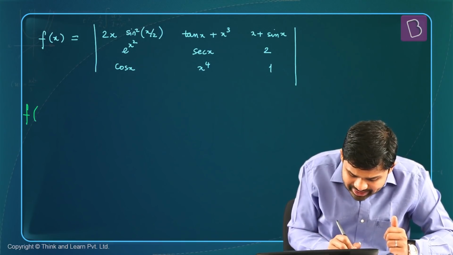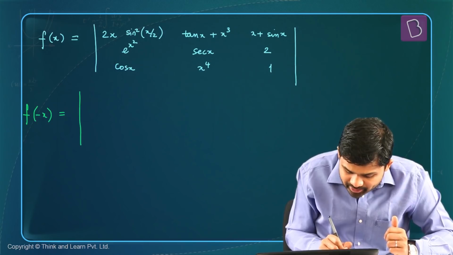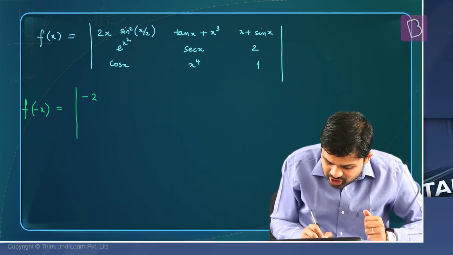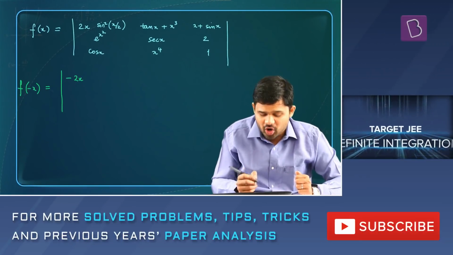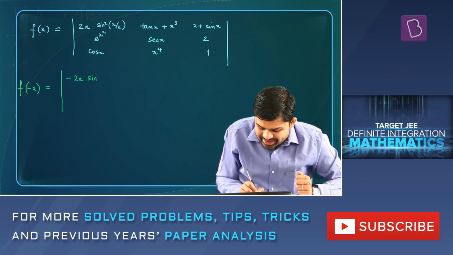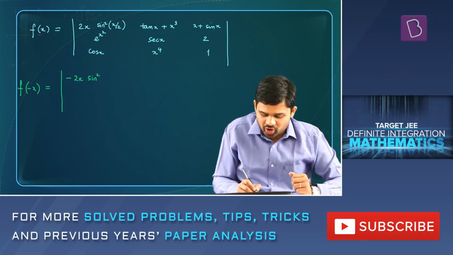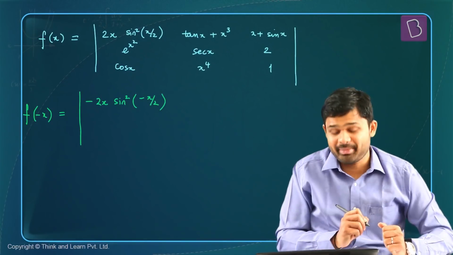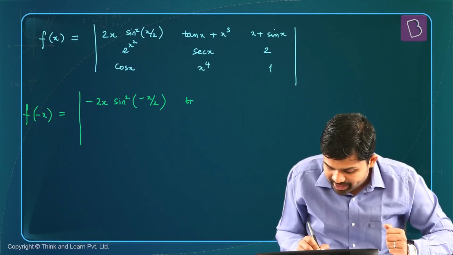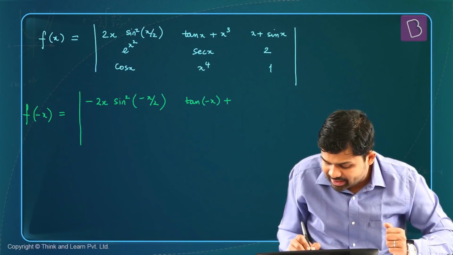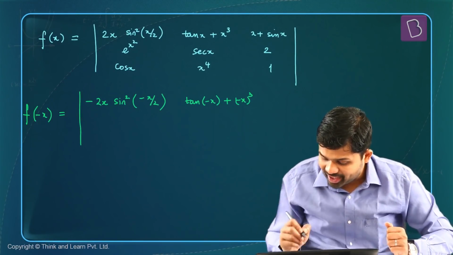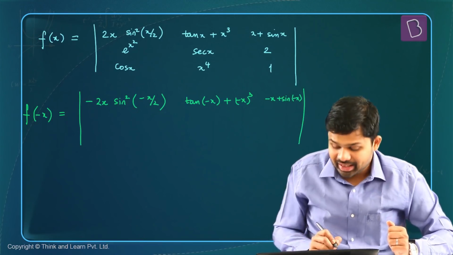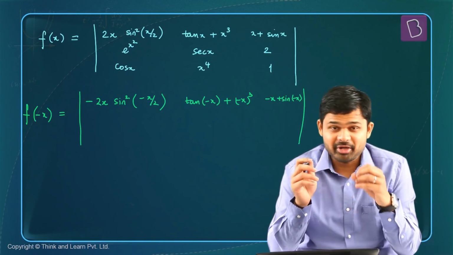So f of minus x is going to be equal to the determinant of, wherever there's an x, you're going to put a minus. So there's going to be minus 2x sine square of minus x by 2, but it's sine square, so that's really not going to change if it's an x or a minus x. So you have sine square minus x by 2. Tan x will become tan of minus x plus minus x the whole cube. And finally, you have minus x plus sine of minus x as the last term in that particular row.